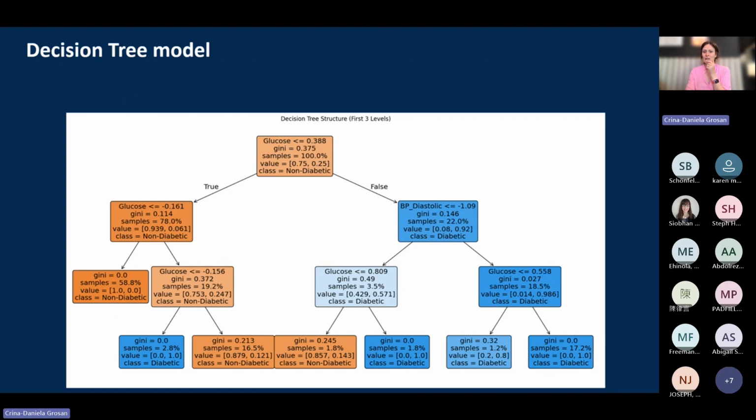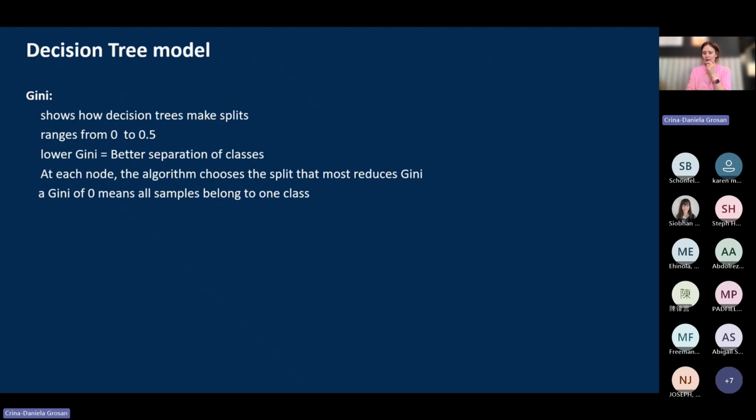You see the Gini score here everywhere, and that is a value used in decision tree models that shows how a decision tree will be split. It has values between 0 and 0.5. A lower value means a better separation of classes. At each node, the algorithm chooses the split that reduces this Gini value the most. A value of 0 means that all the samples belong to one class.